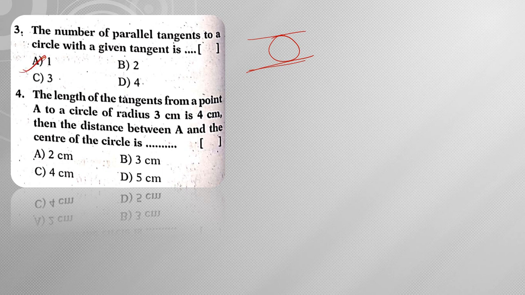So the answer is 1. Next, the length of the tangents from a point A to the circle of radius 3 is 4 centimeters. He has given the length of tangent. So the length of tangent is 4 centimeters, and here he has given the radius of the circle is 3 centimeters.